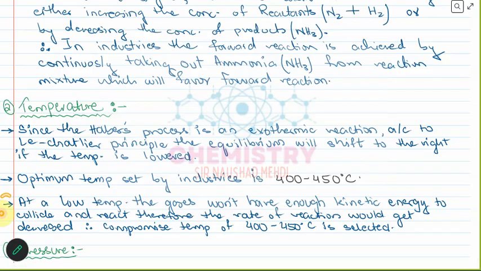Okay, so this is what is written in the last point. At a low temperature, the gases won't have enough kinetic energy to collide and react. Therefore, the rate of reaction would decrease. Therefore, a compromise temperature of 450 degrees Celsius is selected. We cannot further lower the temperature. We will keep it at 400 to 450 degrees Celsius. I hope you got the point. Any questions so far?